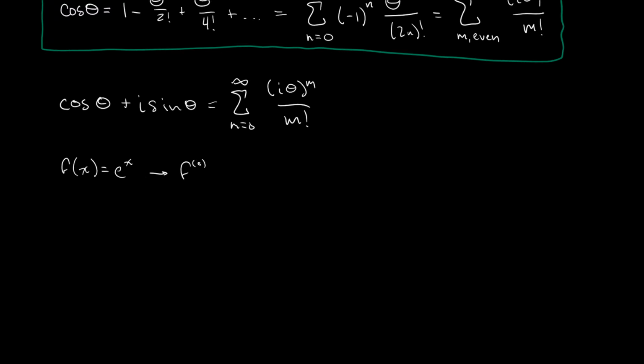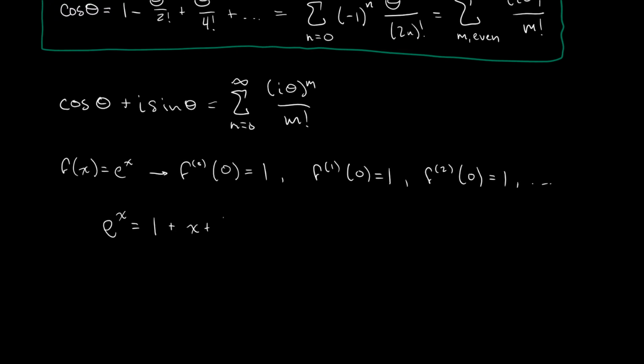So I just do my typical thing, evaluate it at x equals 0, and this gives me 1. And I take the first derivative, well, the derivative of e to the x is e to the x, and I get 1. And I take the second derivative, and I get 1. And of course so on and so forth, because the derivative of e to the x is always going to be e to the x. So e to the x is going to be 1 plus x plus x squared over 2 factorial plus x cubed over 3 factorial plus dot dot dot, which is just equal to the sum from n equals 0 to infinity of x to the n over n factorial.